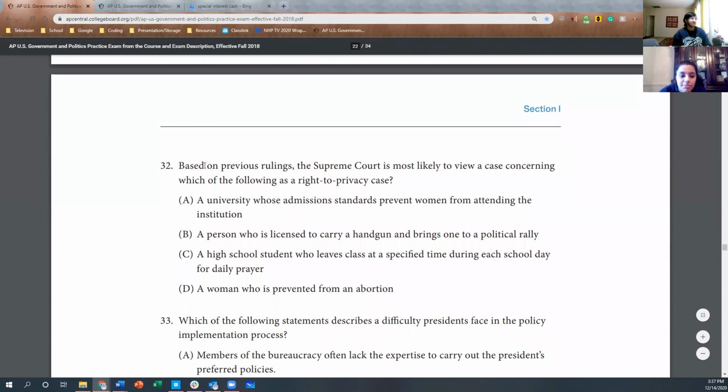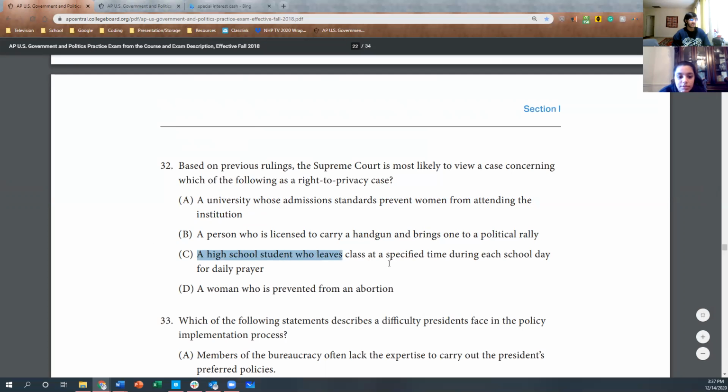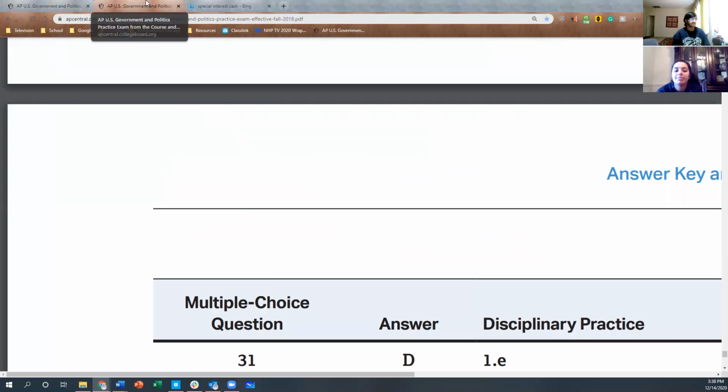Question 32. Which case is the Supreme Court most likely to review concerning the right to privacy? This is the 14th Amendment, equal protection. This is the Second Amendment, so not right to privacy. It would be D, because abortion has to do with privacy.